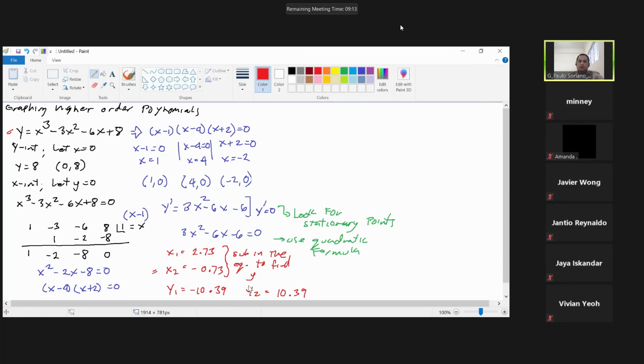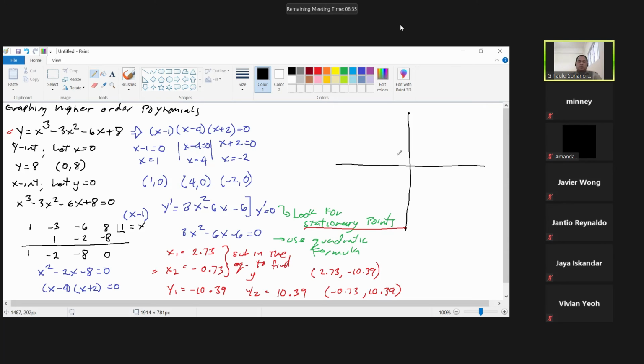two different values. Okay, so with that, it completes the points that we need. We have now two values. We have here 2.73 and negative 10.39. That's one of our stationary points. Another one is negative 0.73 and positive 10.39. Okay, if we put everything together, how will it look like?